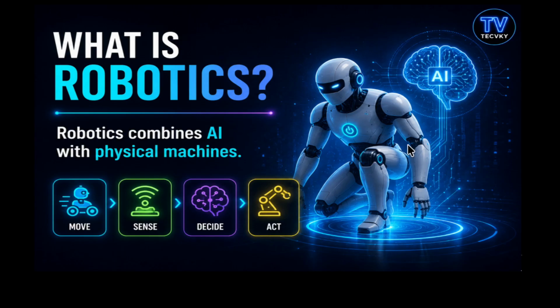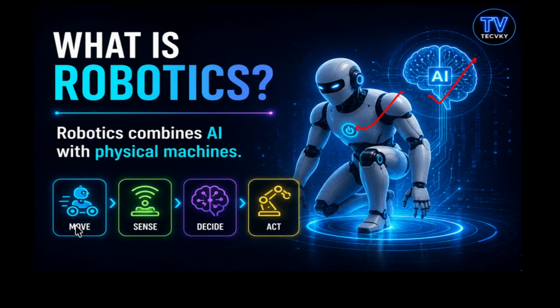Robotics is a field of technology that focuses on designing, building, and operating robots that can perform tasks automatically or with minimal human intervention. Robotics combines artificial intelligence with physical machines. While AI provides the intelligence and decision making capabilities, the robot provides the physical body that can interact with the real world. Think of AI as the brain and robot as the body. Together they enable machines to perform useful tasks in real world environments.